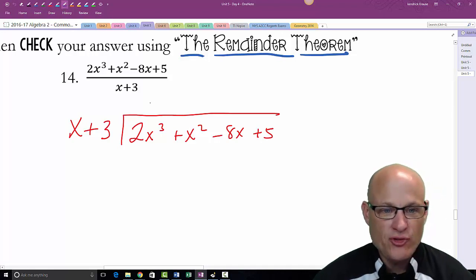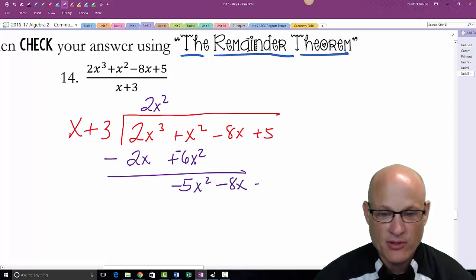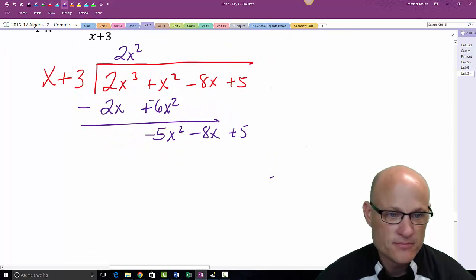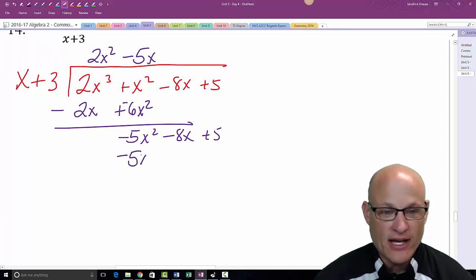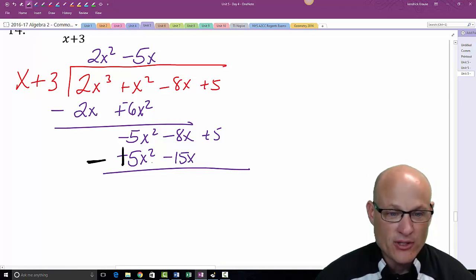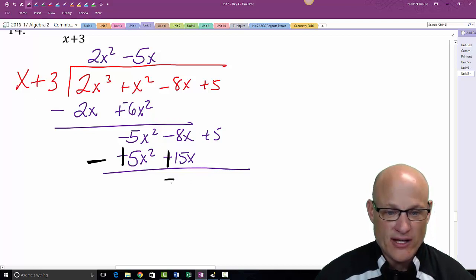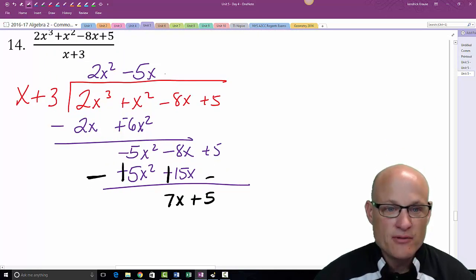All right, so x times 2x squared is 2x cubed, so 2x cubed. And then 2x cubed times 3 is plus 6x squared. Minus, so this gives me negative 5x squared minus 8x plus 5. So x times negative 5x gives me negative 5x squared, so negative 5x squared. Negative 5x times positive 3 is negative 15x. Subtract, which turns this into a plus, which turns this into a plus, which gives me 7x plus 5. I feel like I didn't write that. Okay.